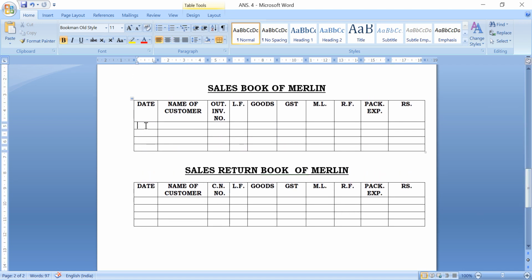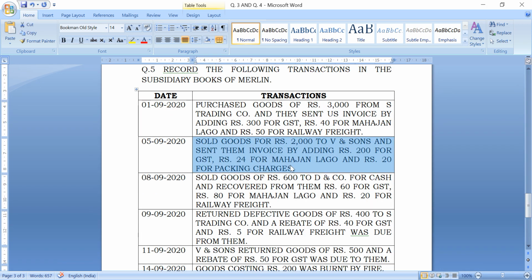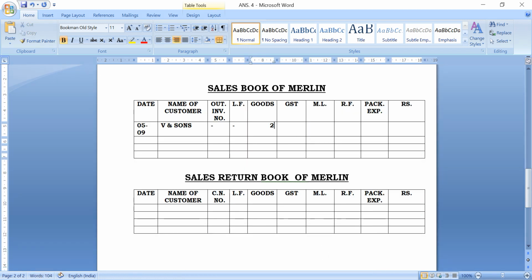September 5. V and Sons. No invoice, no LF. Now refer the amounts. Goods for rupees 2000, right? Amount of goods is 2000, 200 for GST. Let us enter two amounts. Goods column 2000, GST 200.